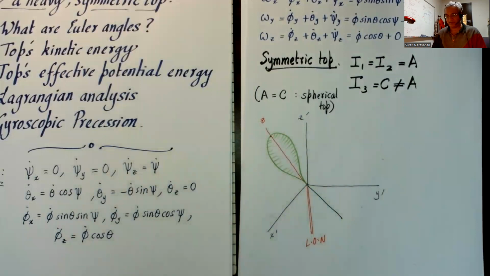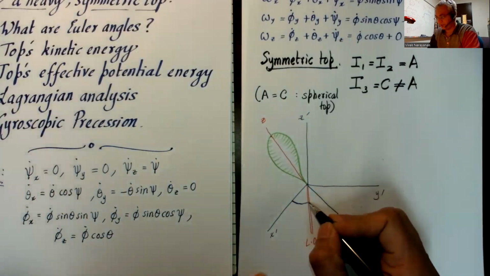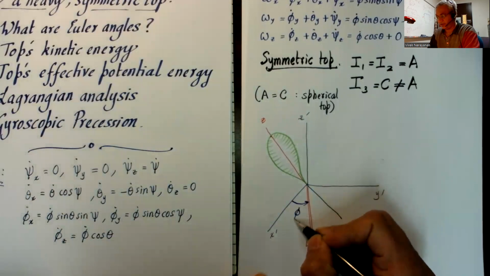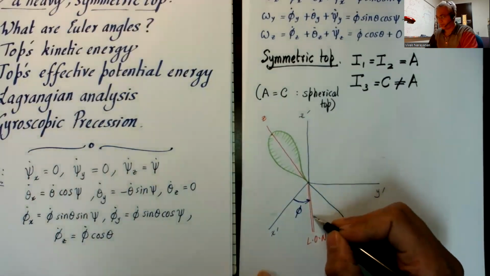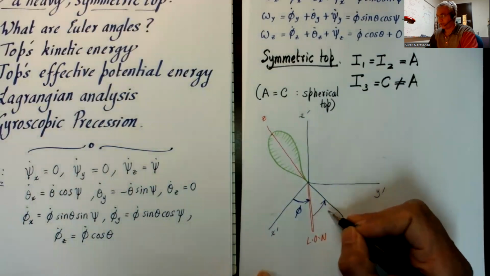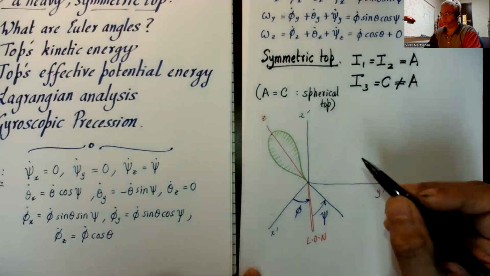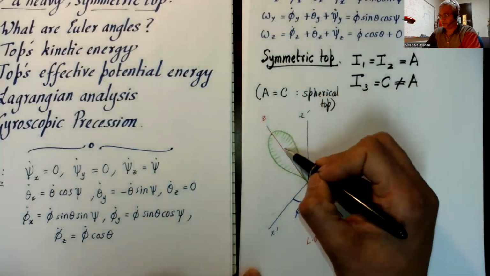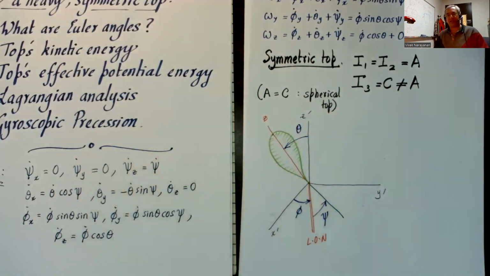So in a sense, you have to draw the line of nodes each time you are trying to set up a Euler problem, because otherwise you cannot specify the angle phi. The angle phi requires you to draw the line of nodes. And then this angle psi is there. And finally, you have this angle, which is your angle theta. So that's really the Euler angles right there.